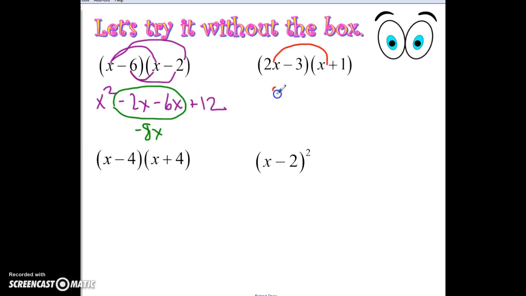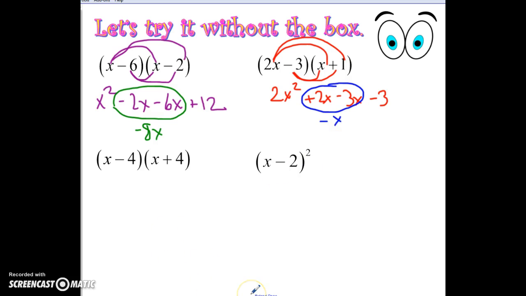First terms, 2x squared. Outside terms, plus 2x. Inside terms, negative 3x. Last terms, minus 3. Combine for negative x.